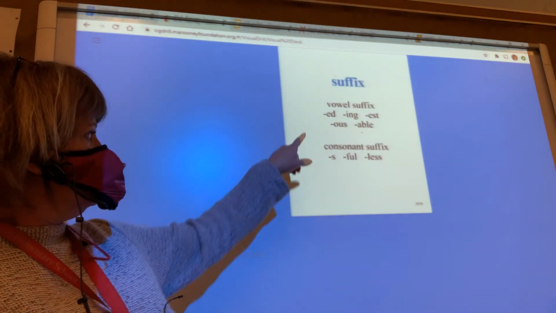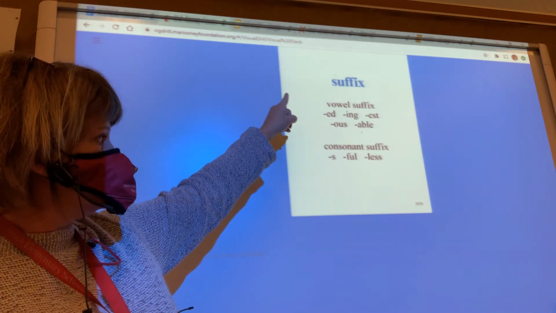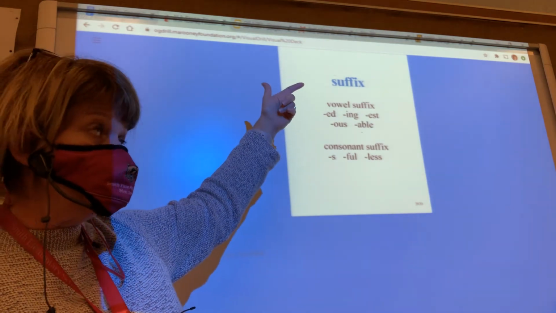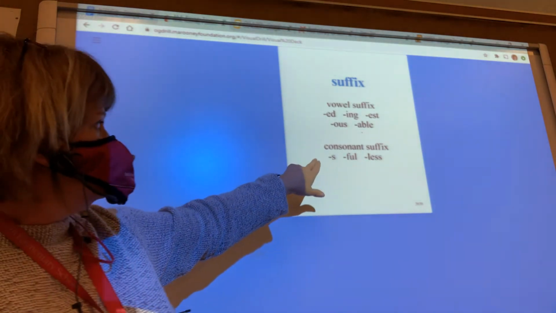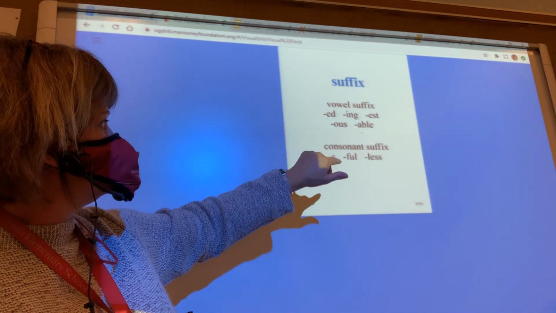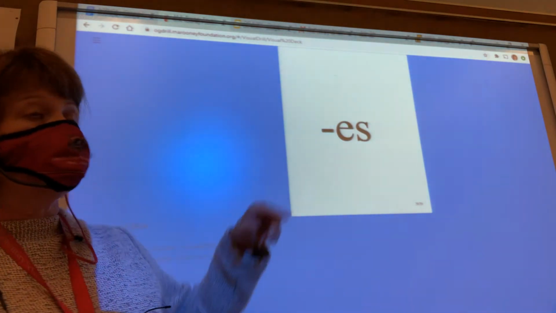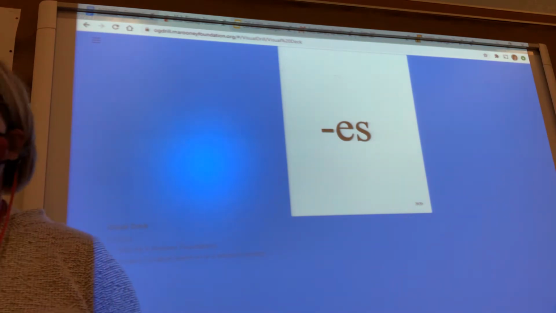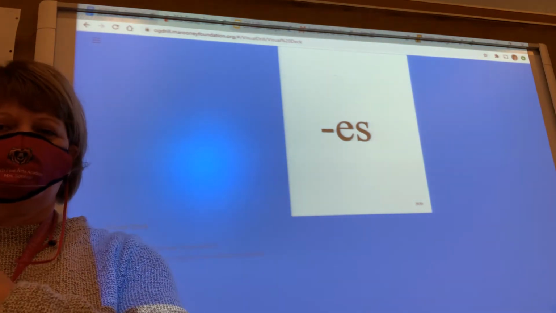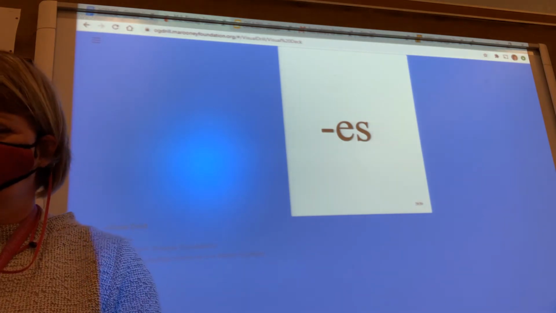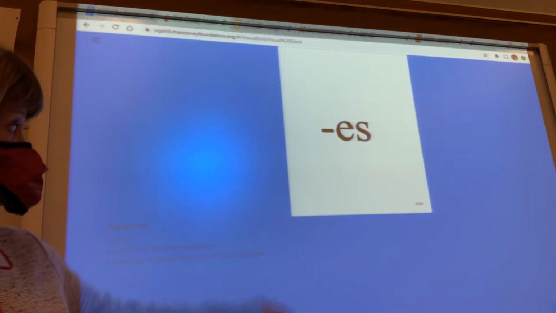All right. We've been mostly doing vowel suffixes: ed, ing, est, er. We haven't got into too many consonant suffixes, but we will at some point. And we add es after a word ends in ch, sh, s, x, or z. Add es, and you'll please me.